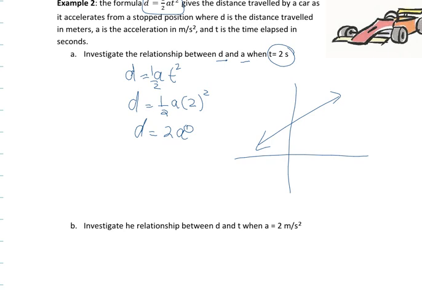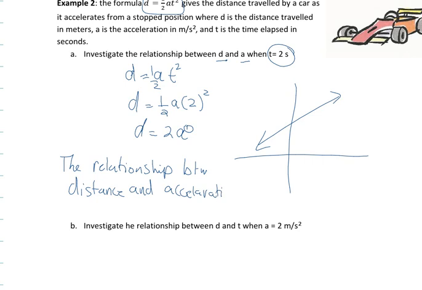Okay? So, the relationship between distance and acceleration is linear.